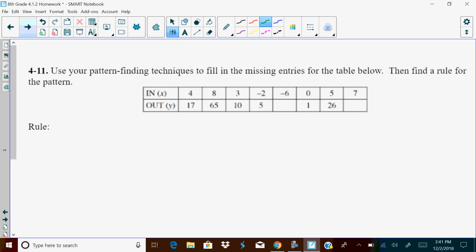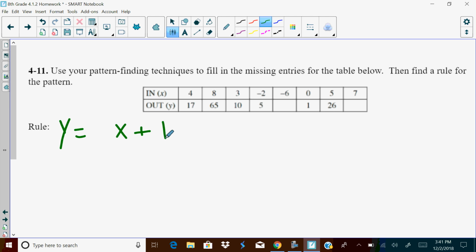Problem 11, use your pattern finding techniques to fill in the missing entries for the table below. Then find the rule. I like to find the rule first. So I know that 0 and 1, I know I'm going to be adding a 1, so it's going to be x plus 1. So then I figure out, if I work backwards, can that help me figure out the other one? So I know that if I subtract 1 from 17, I get 16.